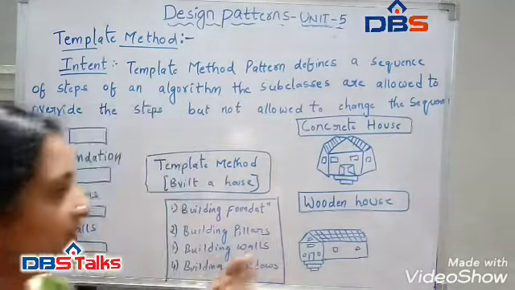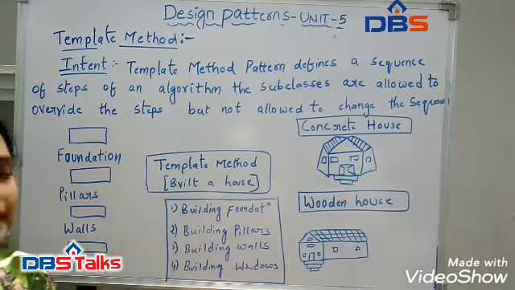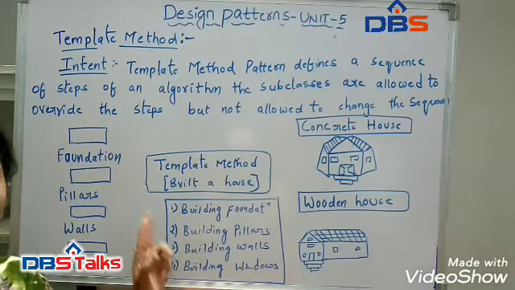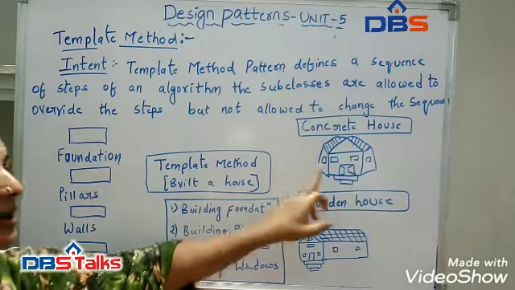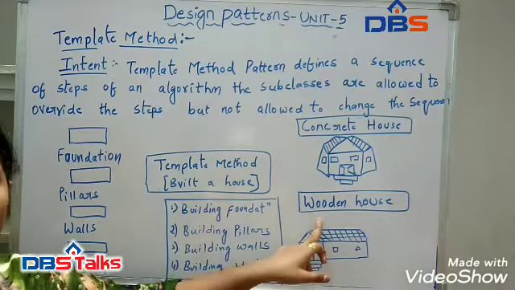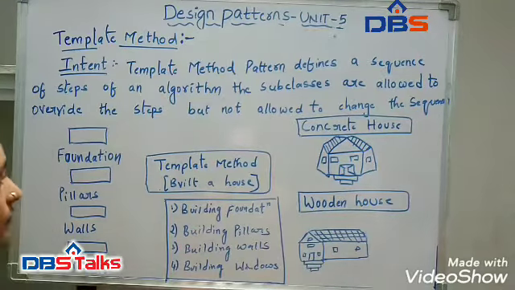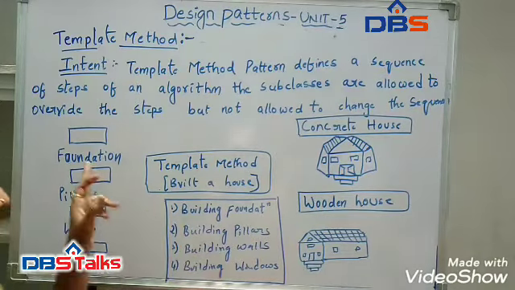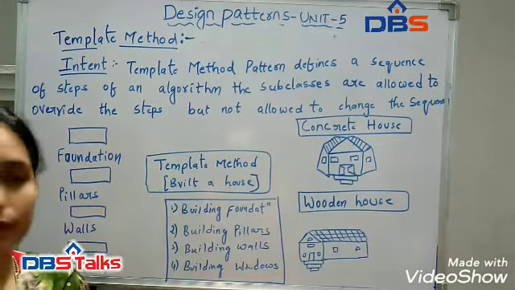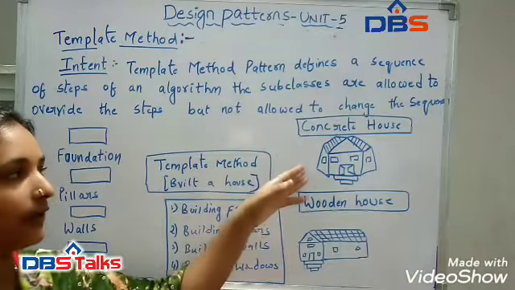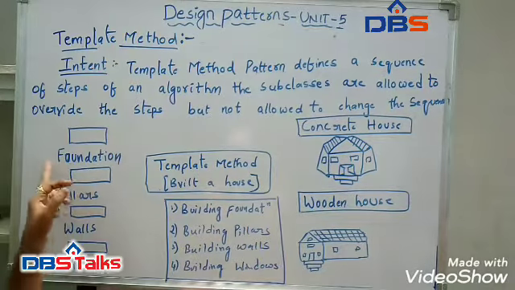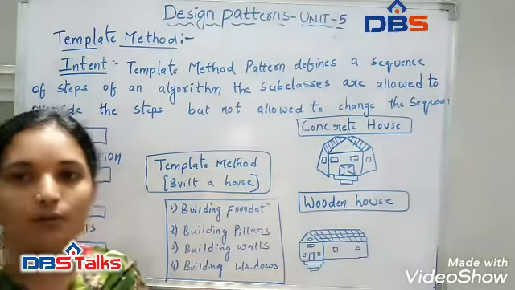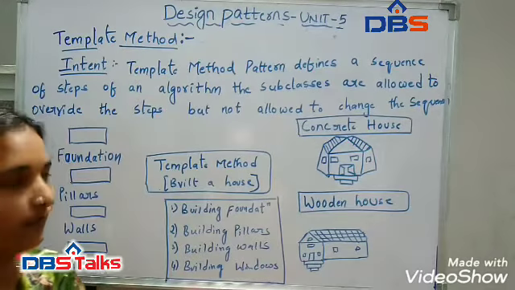If you see the small diagram, you can understand very easily. This is the sequence of steps we have been given. We have to follow these steps to build a concrete house, a wooden house, or any other house. In order to build a concrete house, the first step is to construct a foundation, which means we have to build a foundation.